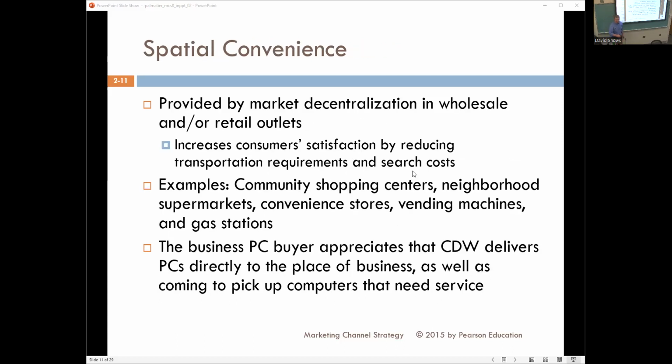The next is spatial convenience. Spatial convenience refers to the nearness or closeness that you find in getting your goods. So the traditional supermarket, it's kind of interesting. Supermarkets at the turn of the 20th century were generally where the grocer picked your goods for you and bagged them for you. And that was the original supermarket.